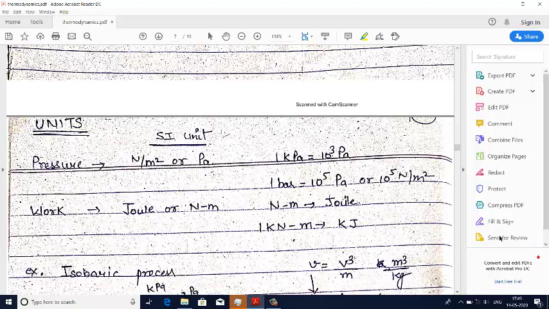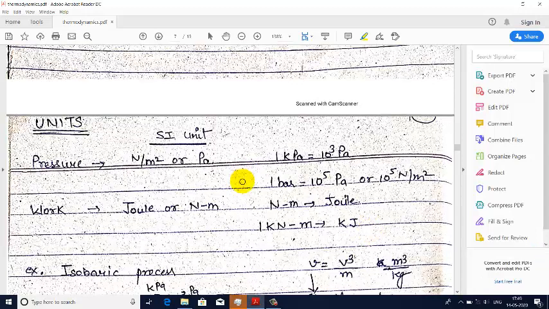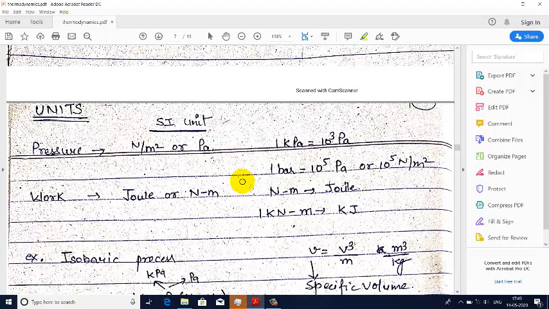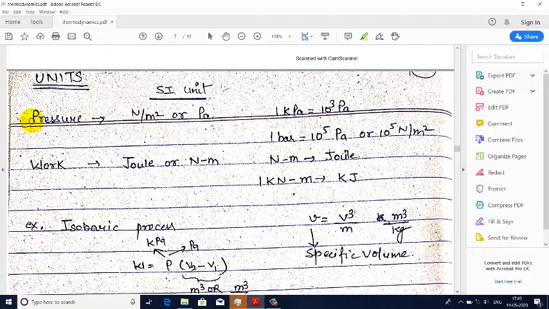Next important topic is units of the various quantities that we will use. Two important quantities that are widely used in thermodynamics are pressure and work. The SI unit of pressure is Newton per meter square, which is also known as Pascal. Here this Pa denotes Pascal. The unit of work is Joule or Newton meter.